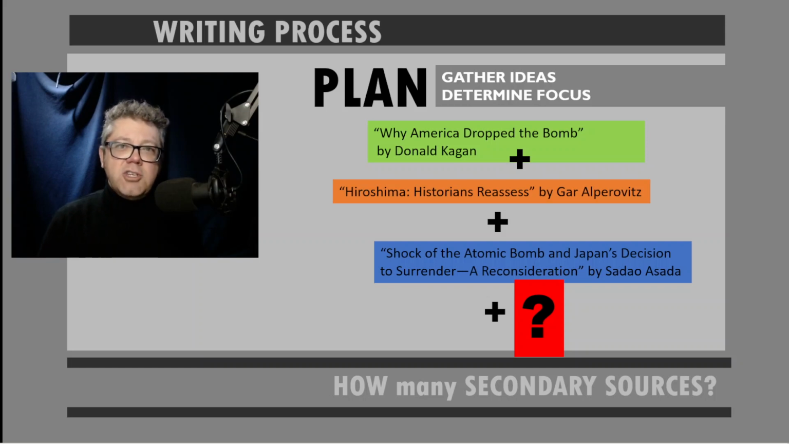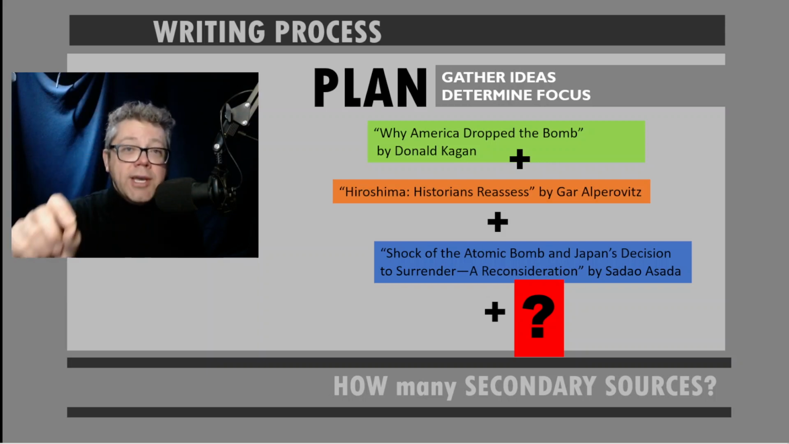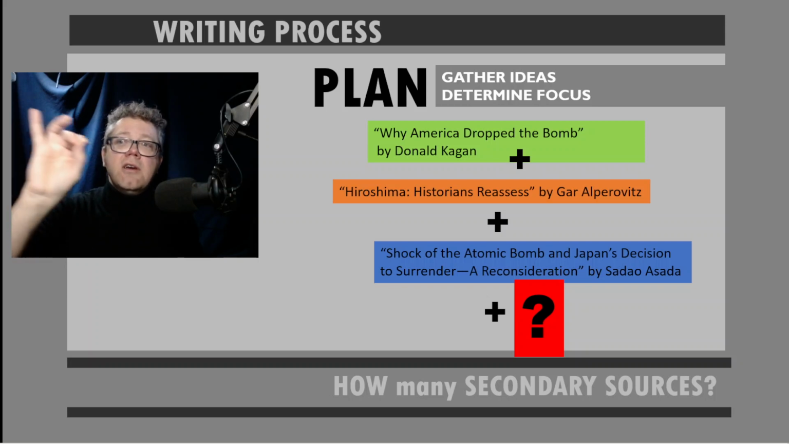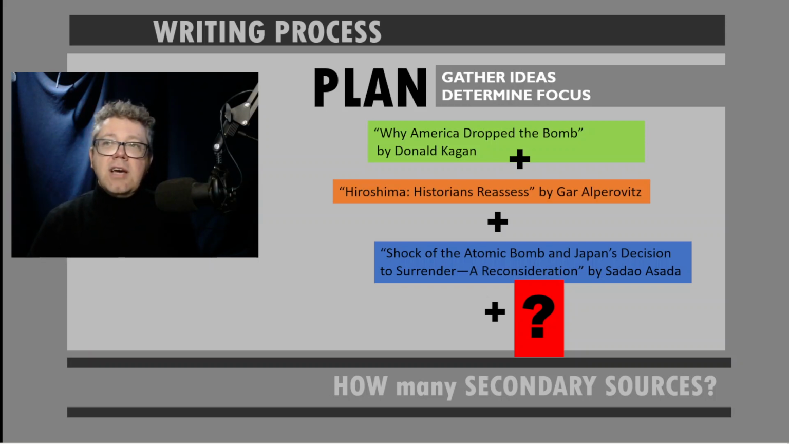Donald Kagan might change your mind about something that you've already written about, and that's okay. Like the scholars we are working with here, right? Gar Alperovitz, Hiroshima historians, reassess. Sadeo Asada, shock of the atomic bomb and Japan's decision to surrender, a reconsideration. Reconsidering, reassessing. Donald Kagan's title is basically a question without a question mark at the end, right? Why did America drop the bomb? Let me tell you. So we are open to the possibility that we may have to change how we think about something as we do our research.